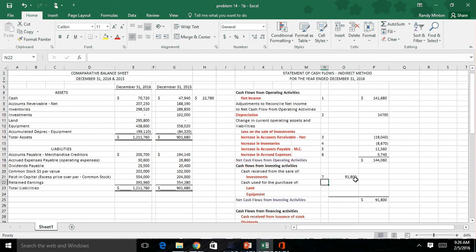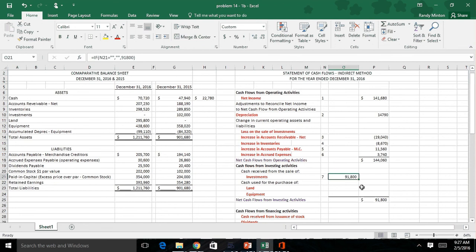However, we started out with $102,000 in the investment. We only received $91,800, so that means that we had a loss, right? The difference between 102 and 91.8. Now, that loss would already be embedded in this number up here. So since I have to show this, I also have to show the loss. Now, the loss would typically have been subtracted from the income, or would be a reduction of our income, just as gains would be an addition to income.